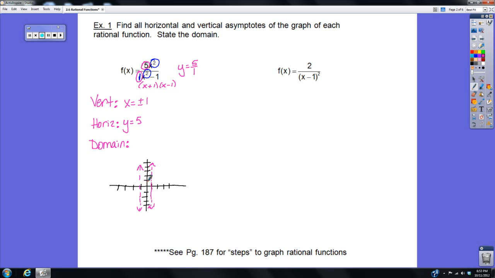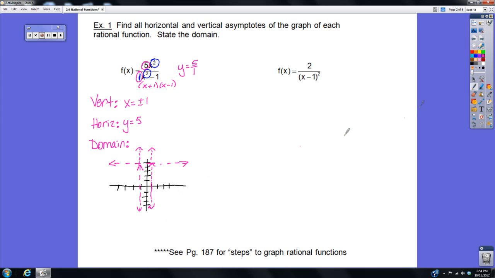So I'm going to go ahead and put that on my graph here. 1, 2, 3, 4, 5. Put my horizontal on there also. Extend this up a little bit more. Okay, so there's my two vertical and my horizontal asymptotes.